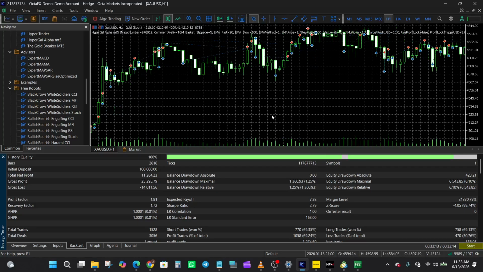So overall, the HyperGal Alpha EA for MT4 and MT5 presents itself as a basket and grid-based automated trading system with a strong emphasis on risk controls, profit protection, and margin safety mechanisms. If you are considering this EA, I would strongly suggest starting on a demo account first, testing conservative settings, and performing your own optimization before moving to any live environment. That will give you a much clearer understanding of how the system aligns with your risk tolerance and trading objectives.